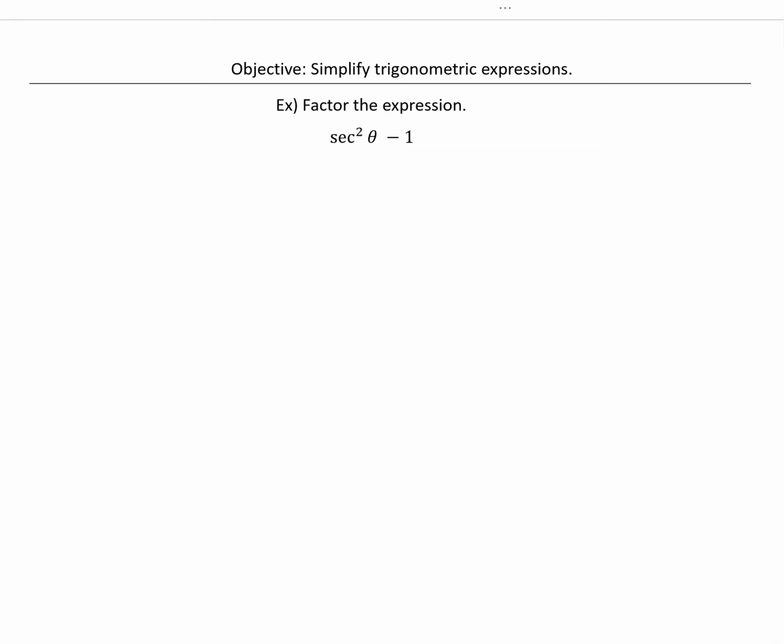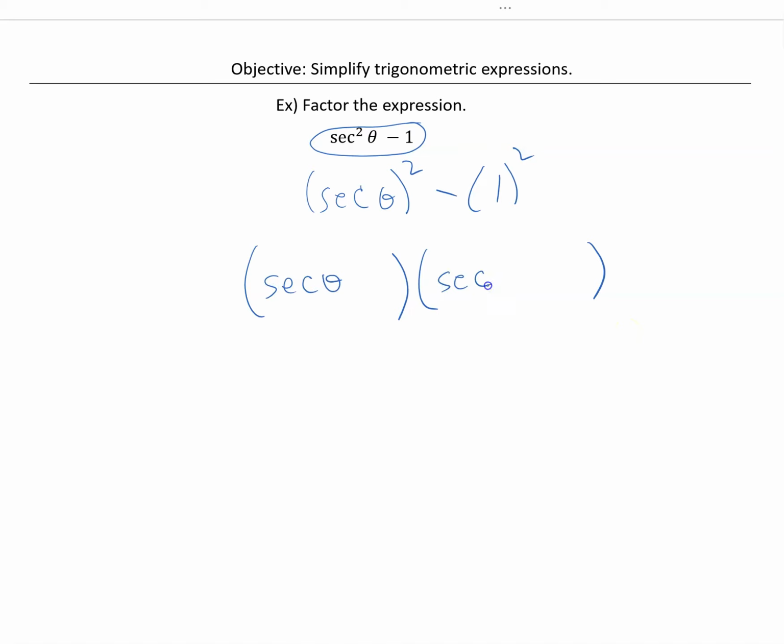One of the things we have to become comfortable with is seeing an expression like this as a difference of two squares. So this is secant theta quantity squared minus 1 quantity squared. And any difference of squares will factor into two binomials that are conjugates of each other. So we'd have a secant theta and a secant theta. We'd have a plus 1 and a minus 1. And there's our factored form. Let's look at another one.